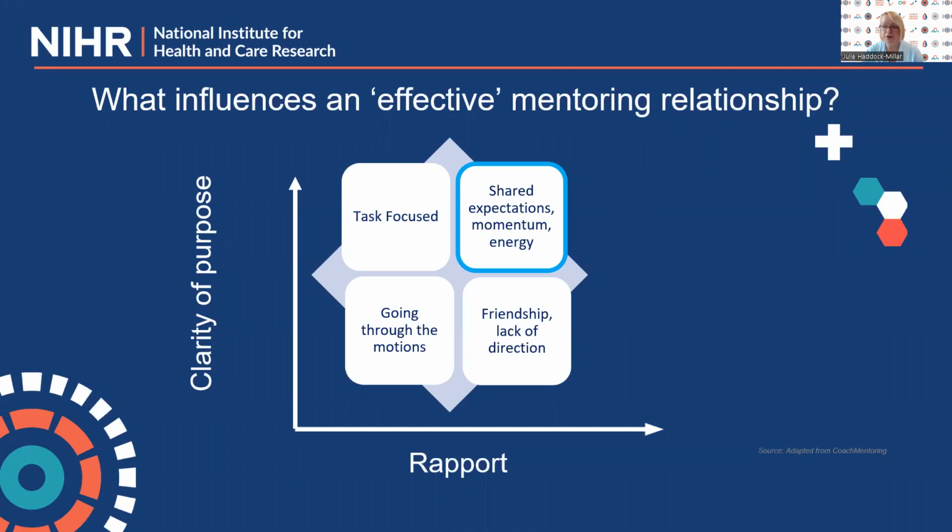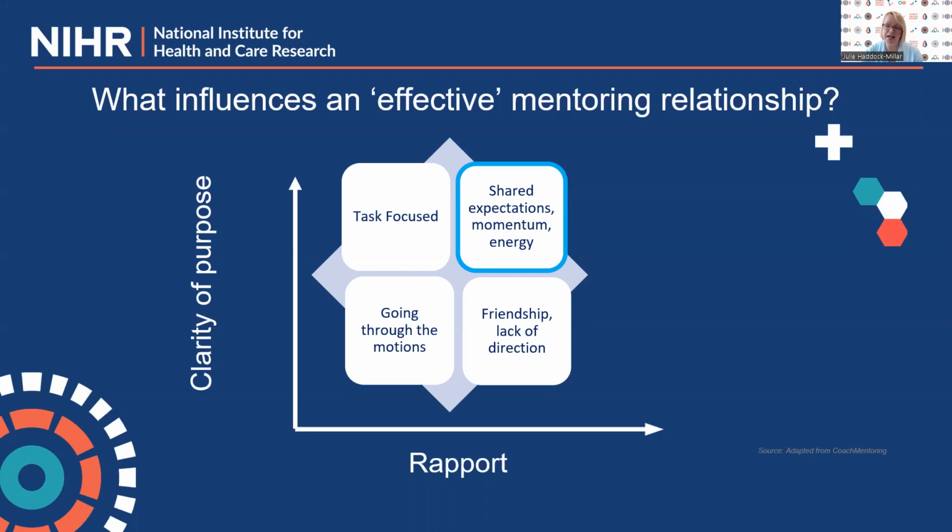He also, along with colleagues and associates, created this visual, which really helps us to understand what it is that influences an effective mentoring relationship. So the horizontal axis is about developing rapport, and the vertical is clarity of purpose. Now, ideally, we want to be working in the top right-hand side. This is where we've taken the time to develop high rapport. We have a clarity of purpose for the mentoring relationship. We have shared expectations. The purpose gives the relationship momentum and energy.